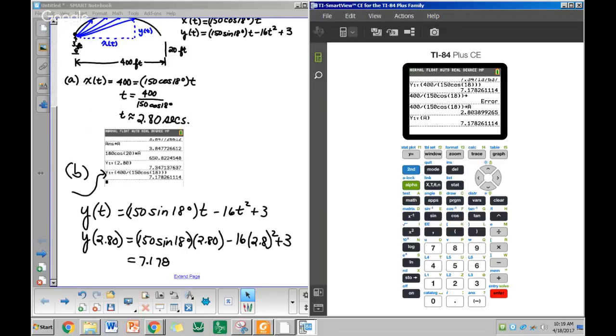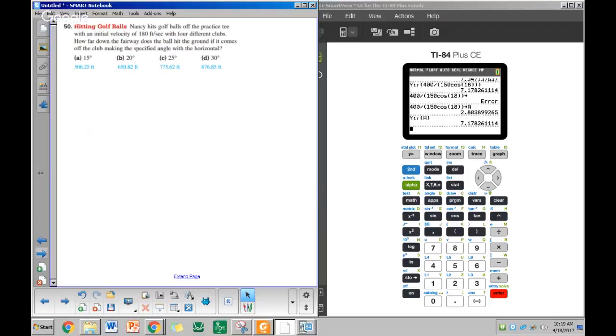Yeah, right? All right, let's do number 15 really quickly. I'm going to just do part A, because I think the rest will follow. So Nancy hits golf balls off a practice tee. Now practice tees are on the ground, right? They're not up, they're not elevated. But okay, so we're going to assume that we're on the ground. And she's hitting the ball with an initial velocity of 180 feet per second with 4 different clubs. How far down the fairway does the ball hit the ground if it comes off the club, making a specified angle with the horizontal?